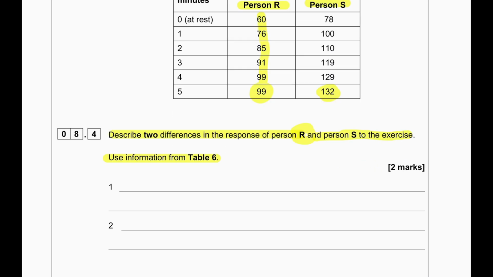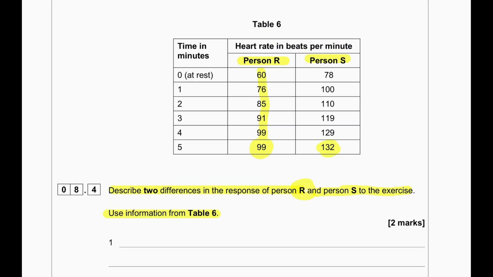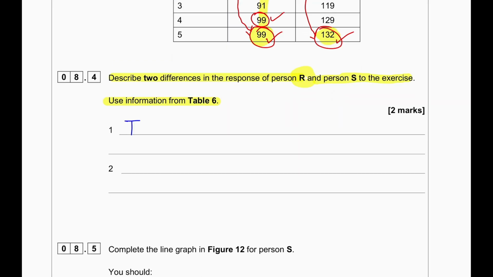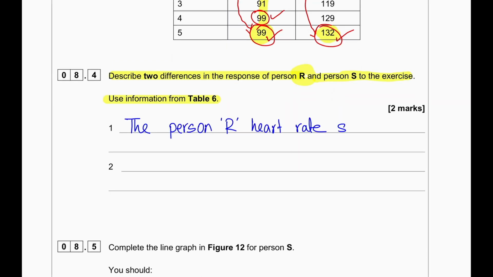So you can see in both cases, if we look into the data, that there is a general increase in heart rate in beats per minute. However, for person S, the beats per minute at 5 minutes is 132, whereas for person R it is 99. That means person R is more active, so person R's heart rate doesn't increase as fast. The person R heart rate rose more slowly than S.